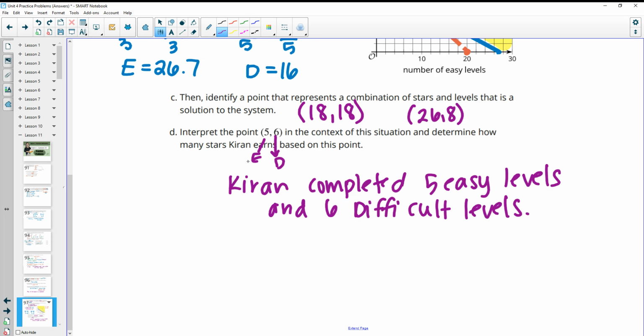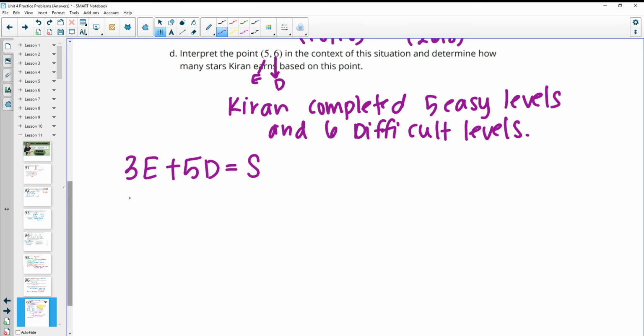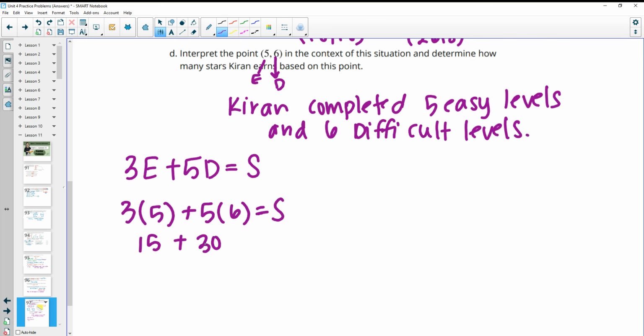Then it asks us to figure out how many stars he got. So that's going to be plugging it into the equation. 3 times the number of easy plus 5 times the number of difficult will give us the stars. So we know in this one that it told us that he got 5 easy levels completed and he got 6 difficult levels completed. So 3 times 5 is 15. 5 times 6 is 30. So he earned 15 stars on the easy levels, 30 stars on the difficult levels for a total of 45 stars.